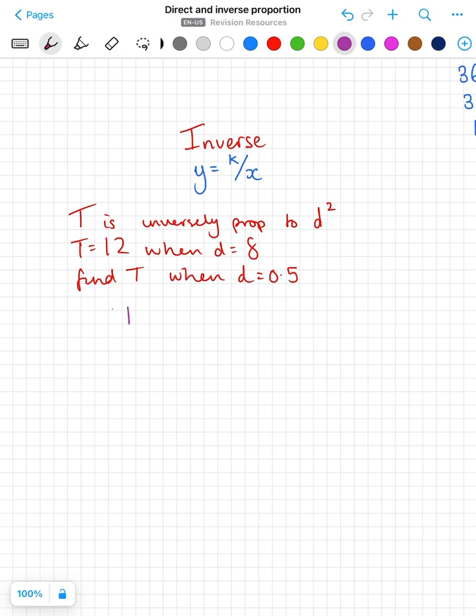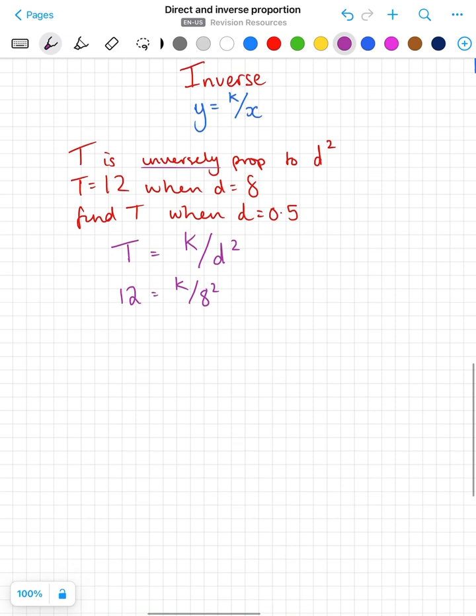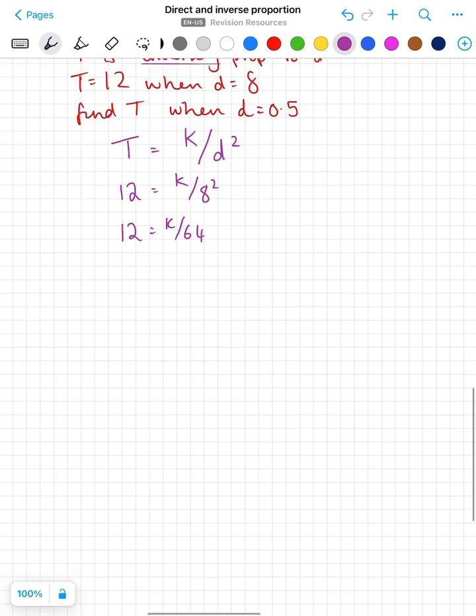So our starting is to put an equation together. T is equal to k over d squared, inversely over. Substitute what we know. 12 equals k over 8 squared. 12 equals k over 64. Now we're going to times that denominator over. 12 times 64 is 768. So t equals 768 over d squared.